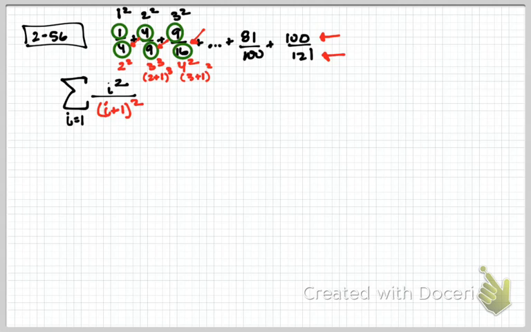Now we're going to go all the way, and the question is, when do we stop? Well, your last number needs to be 100. So, if our lower bound is 1, what's going to be the square root of 100? You'll get 10. And that's where we stop. We will have 10 terms.